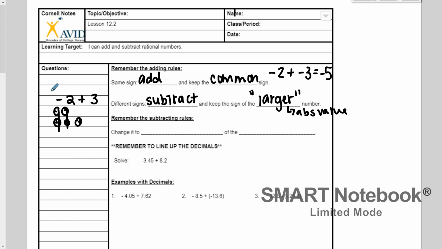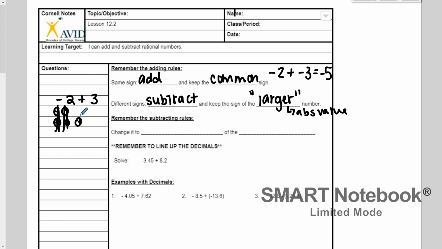And you always think back to those chips, we'd cancel out those 0 pairs. That's that subtraction piece. And then what's left over is what there would be more of. So there'd be more positives, so it'd be positive 1. Okay. That's our adding rules.